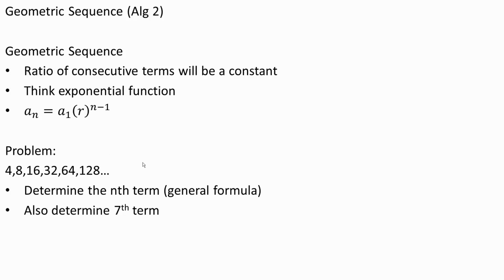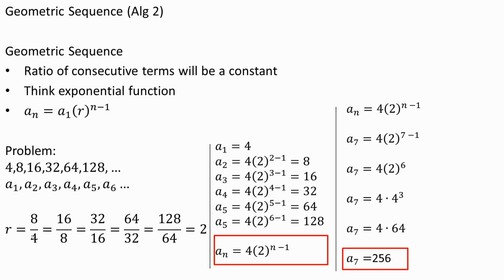And so for this problem, we want to determine the nth term, the general formula, and also determine the 7th term. So here we have 1, 2, 3, 4, 5, 6. So we want to determine the next term. And so if you want to pause the video and attempt this problem, feel free. So here I just showed that the ratio of consecutive terms will be a constant. And here I'm saying that a sub 1 is 4, and I want to determine a sub n.